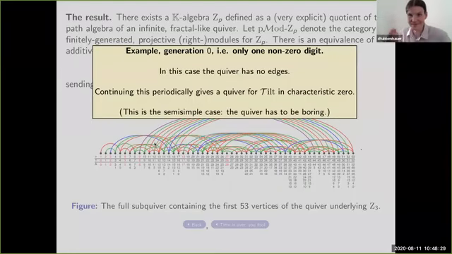Generation 0: nothing vanishes, everything is well defined. You have something semi-simple. The quiver should be completely boring. It should be just vertices. And if you, of course, continue this periodically, you get the quiver in characteristic 0. That's exactly characteristic 0, right? It's generation 0. This is semi-simple, as I said. The quiver has to be boring, almost by definition. Now, not by definition, but it has to be boring.